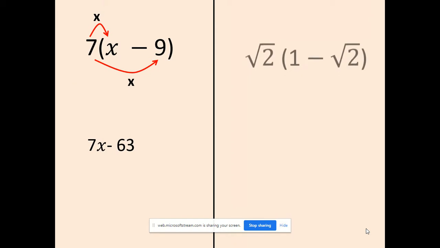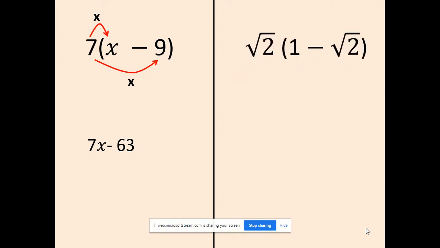Now, have a go at this one that involves a surd, okay? Pause the video, give it a go, then please play the video when you're ready to carry on.